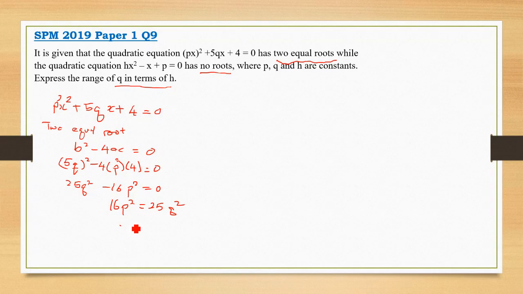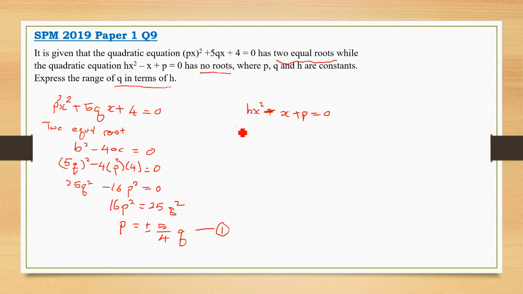So I want to put p in terms of q, so that later I can write q in terms of h. So your p, if you bring it across and take the square root, you will get plus minus 5 over 4q. So this is equation 1. We can't solve it yet. Now using the second function, a second equation given to you, this is hx squared minus x plus p equals to 0.